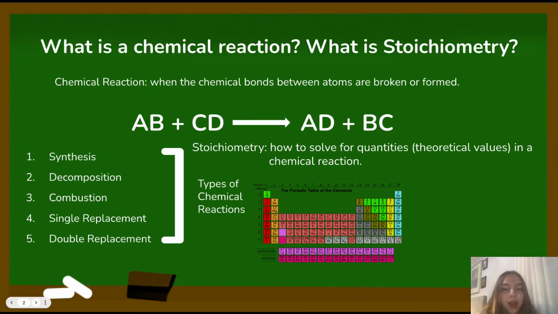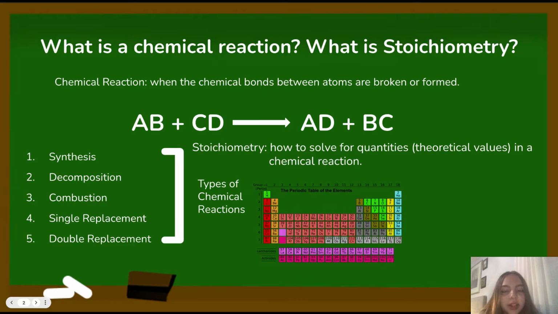Formulas for chemical reactions are often set as AB plus CD equals AD plus BC, and that's just an example of a double replacement reaction. There's also synthesis, decomposition, single replacement, of course double replacement, and combustion reactions, all of which qualify as chemical reactions.